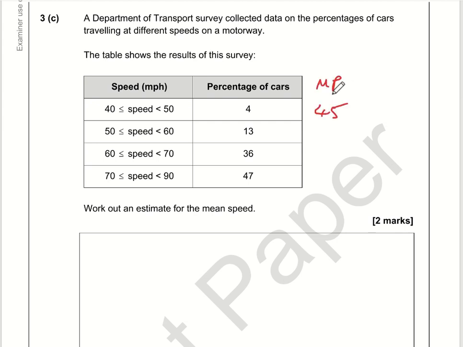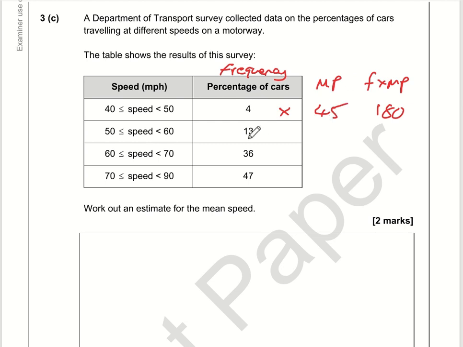So I'm going to make a column here called the midpoint. Now if we've got 4 cars travelling at 45 miles per hour, then that is a total of 4 times 45, which is 180. So what we've got here, normally this is labelled as the frequency column. And when you're working out an estimate for the mean, when you're dealing with grouped frequencies, some people know to automatically do midpoint and then frequency times midpoint. But it does help if you can understand why.